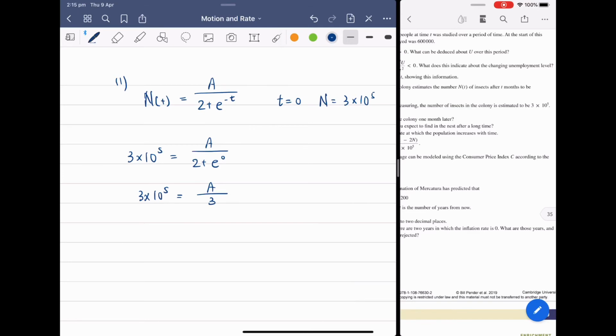Now, after you finish that, you're going to work out what A is. So A is equal to 3 times 3 times 10 to the power of 5. That becomes 9 times 10 to the power of 5. So that's what A is.